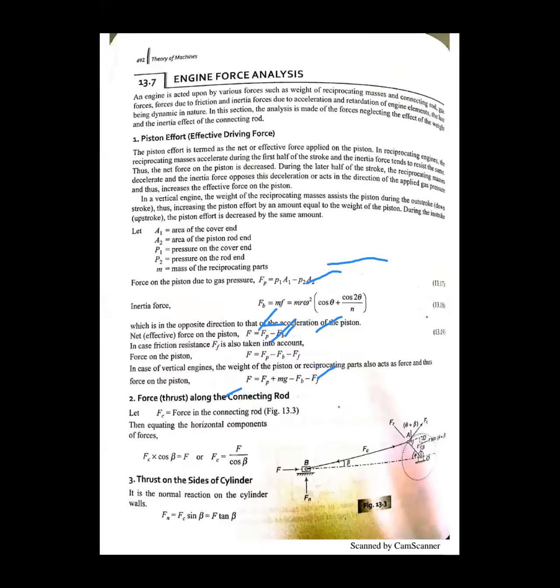Now all of you observe that r into sin(theta plus beta) is also written as OD cos beta. So just observe: r sin(theta plus beta) equals OD cos beta. When we observe this small triangle, just observe this portion.